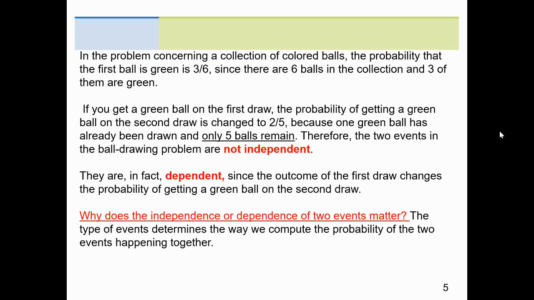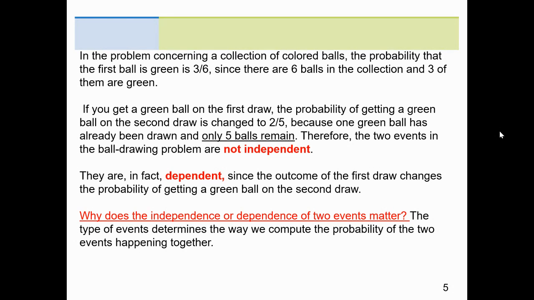Independent events. In the problem concerning the collection of colored balls, however, the probability the first ball is green is 3 chances out of 6. There are 6 total balls, 3 of them are green. All right. If you get a green ball in the first draw, the probability of getting a green on the second changes, however, to 2/5. Because one green ball has already been drawn, there's only 5 left. Therefore, the two events in the ball drawing problem are not independent.